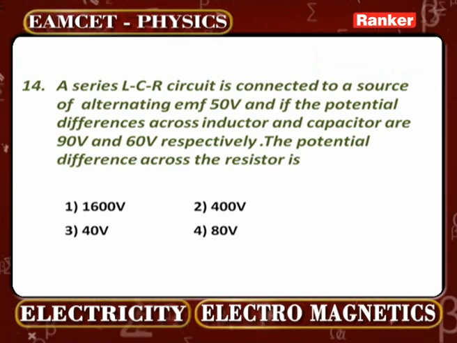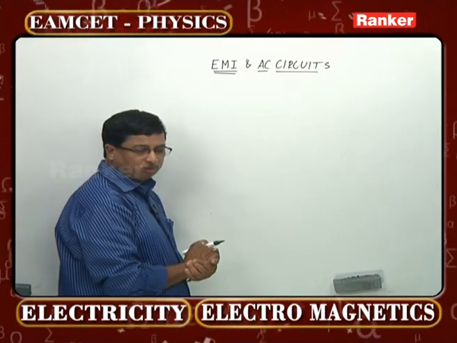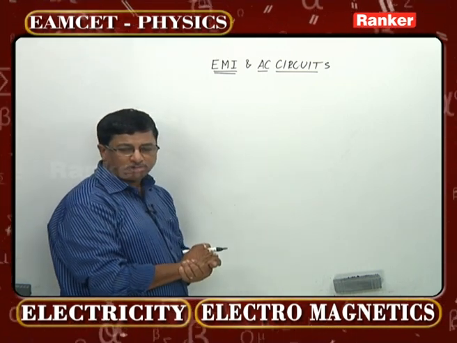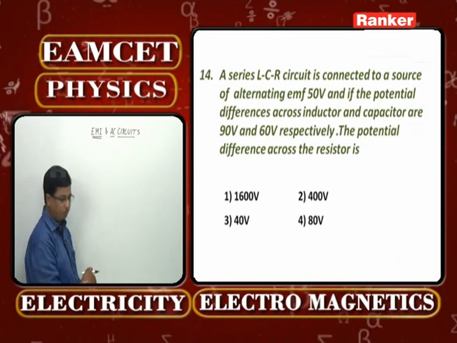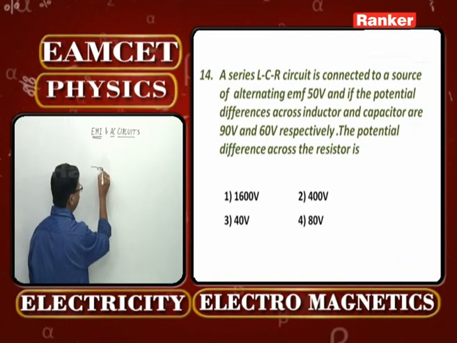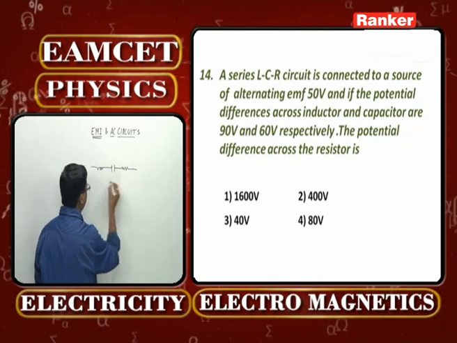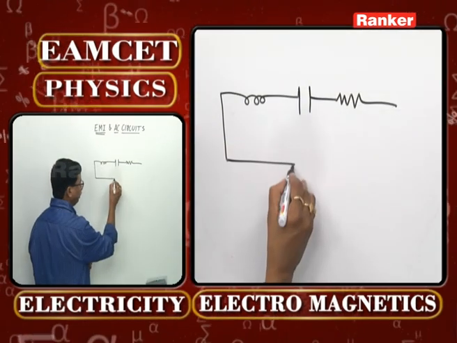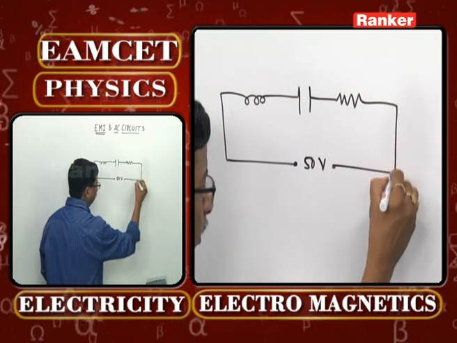A wonderful model question. Several times in the recent past, I am talking about 5-6 years of EAMCET papers, you will find the same model at least 2 times. That means it is a very commonly asked model question. LCR series circuit: this is L, this is C, this one is R. This of course is the one he is talking about. And how much EMF has been applied across? 50 volt, he said.